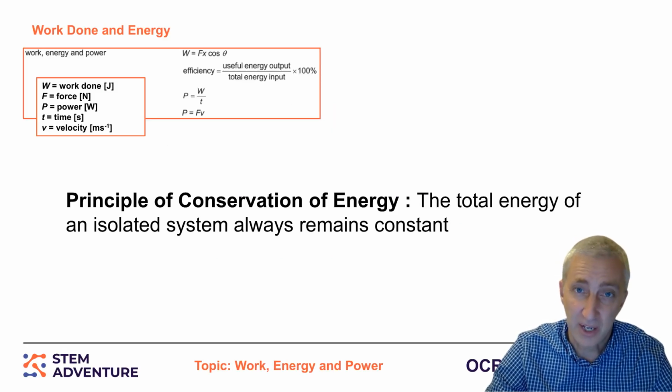The key to this topic is understanding the principle of conservation of energy. The total energy of an isolated system always remains constant. Basically, energy needs to come from somewhere and needs to go somewhere. It can't just appear or disappear.